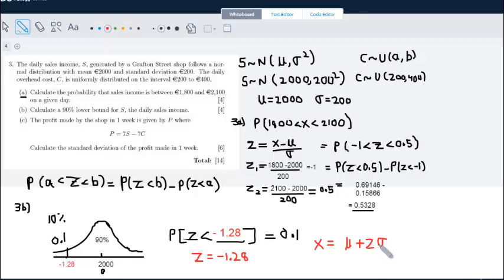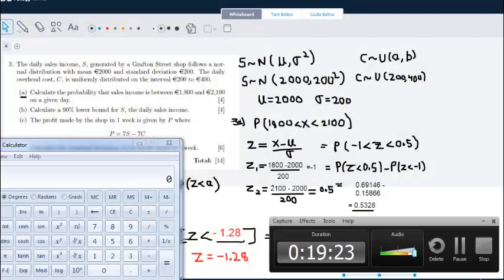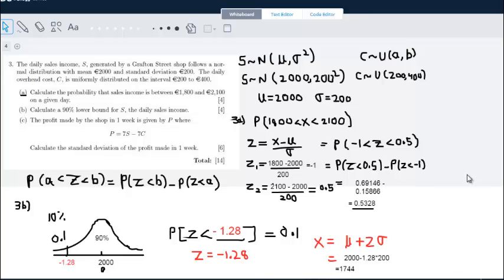So that would give you mu is 2000 and Z is negative 1.28, because you will get a lower bound, and sigma, the standard deviation, was 200. So calculating that, you would get the final answer as 1744. So this is the 90% lower bound for S, the daily sales income.